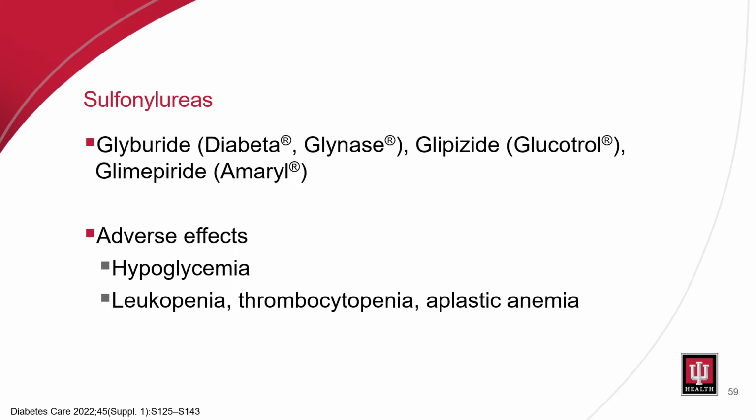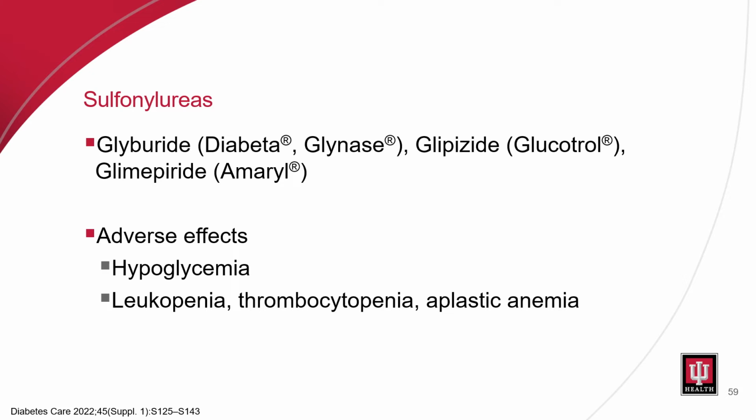Sulfonylureas include glyburide, which is Diabeta or Glynase, glipizide, which is Glucotrol, and glimepiride, which is Amaryl. These stimulate insulin release from pancreatic beta cells and may increase binding between insulin and receptors or increase the amount of receptors for insulin to act on.